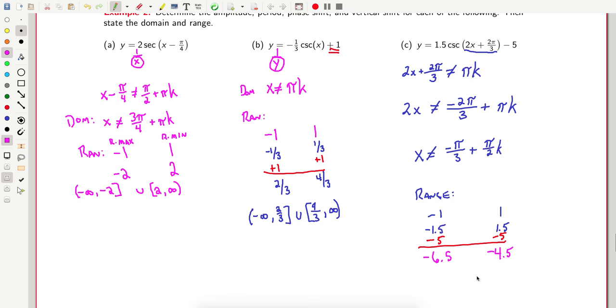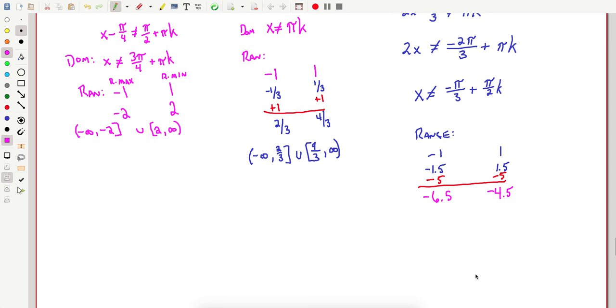And for -6.5 and -4.5, -6.5 is the smaller value. So it's -infinity to -6.5 with a bracket. And we're going to put that U symbol there. And -4.5 and above. And there's our range for part C.